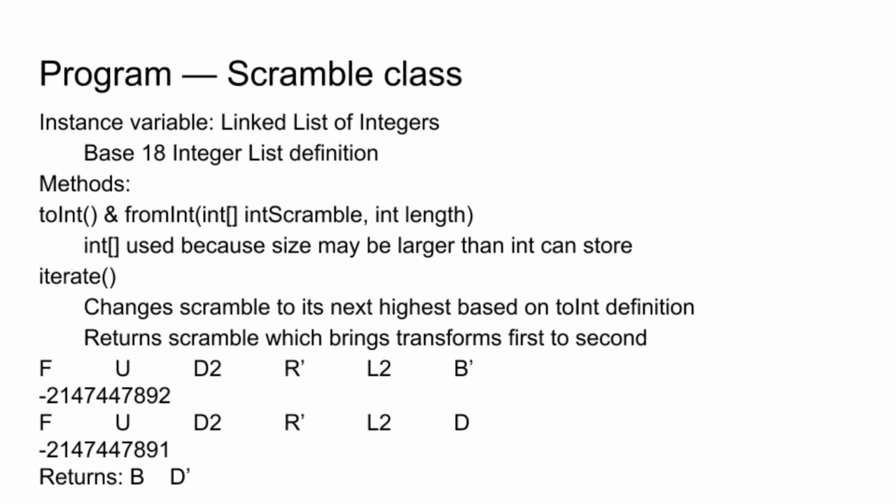The iterate method will turn out to be very important. It has the effect of moving the number returned by toInt up by 1. It also returns the scramble, which is used to move from the first scramble to the second. So for example, if the first scramble's toInt value is this, iterate will change the scramble to this. And now you can see the toInt value is 1 higher. It will return bd prime, since this is the difference between the 2 scrambles.